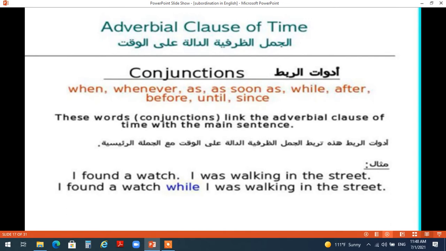For example, you have these two separate sentences. I found a watch. I was walking in the street. Here we have two independent sentences. If we want to link them, we must know what relationship connects them, and we can express it using a time relationship. I can say, I found a watch while I was walking in the street. So while here is a subordinator which is used in the beginning of an adverbial clause of time.